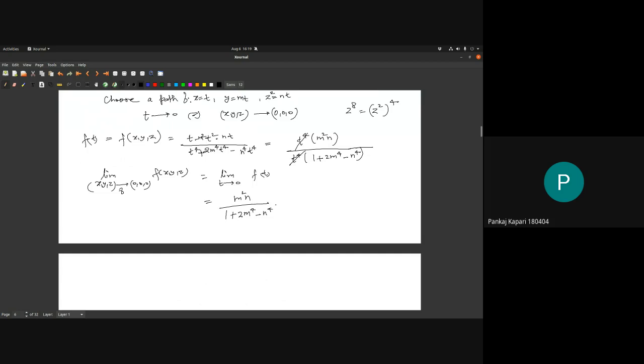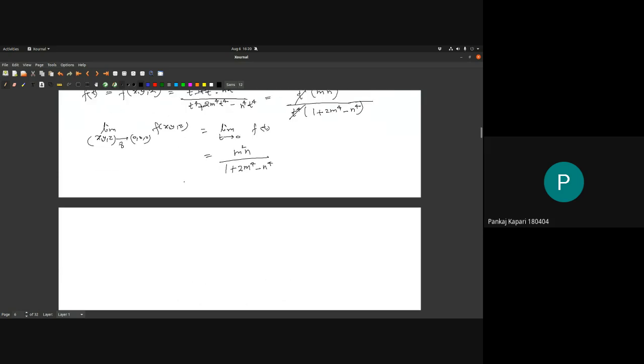Now again, we can notice that if we choose a certain path, then the value of the limit turns out to be dependent on that path. Because now you can take different values of m comma n, and you can take distinct paths. Let's say you choose two different paths by putting different values of m comma n, and the limiting value of this function along those two distinct paths turns out to be different. Why? Because the limiting value depends on m comma n. When you choose different values of m comma n, you'll get a different limit. So that means that this limit does not exist.